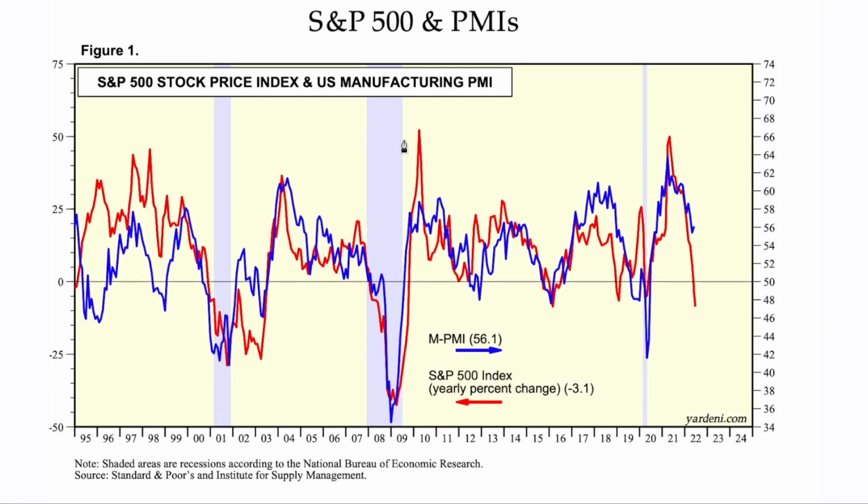Okay, so this is the first chart that I want to show you guys. This is the S&P 500 on a yearly percentage change. That's the line in red, and the line in blue is the manufacturing PMI. So you can think of this as basically a good measure of economic activity. And you can see here on this chart, the relationship that these two have is absolutely astounding. The S&P 500's performance on a year-on-year percentage change is basically just what the PMI is doing.